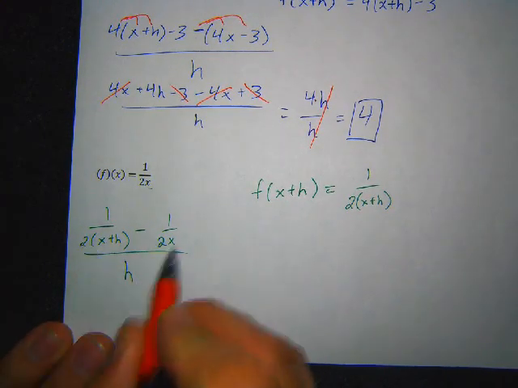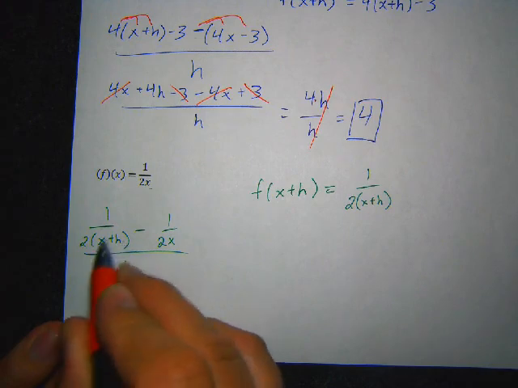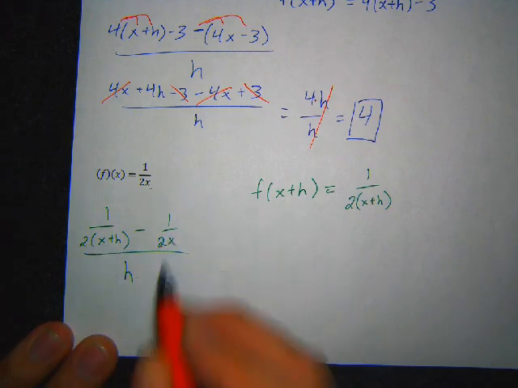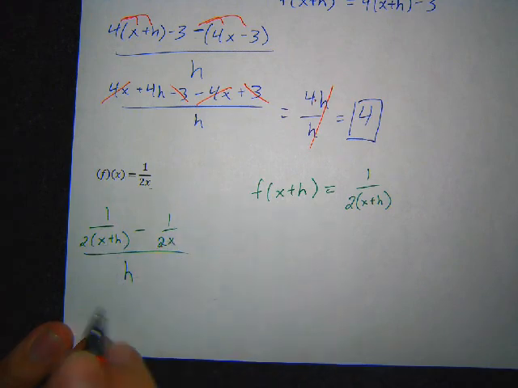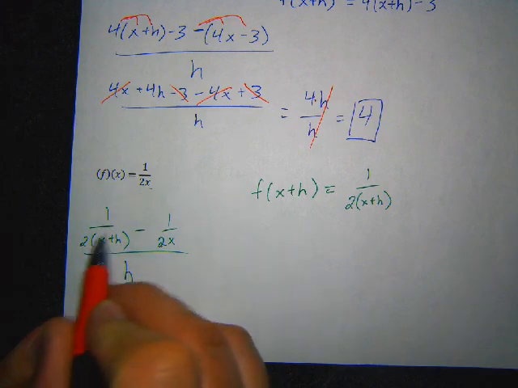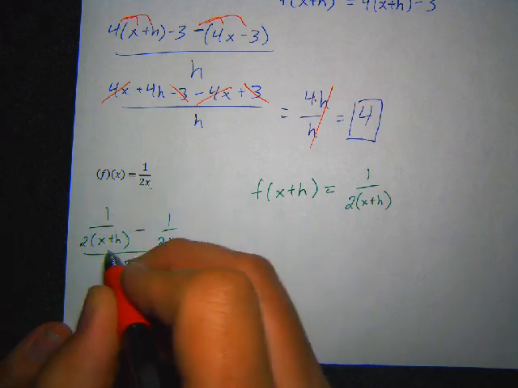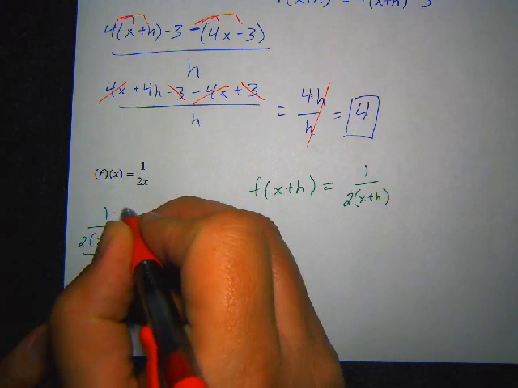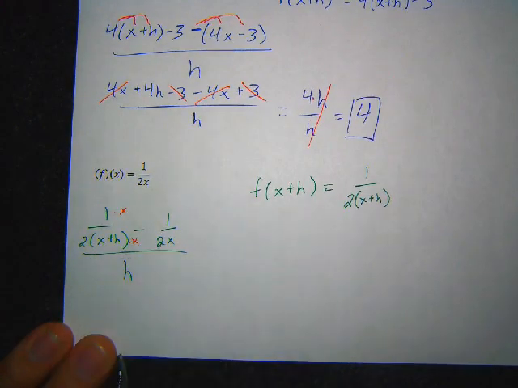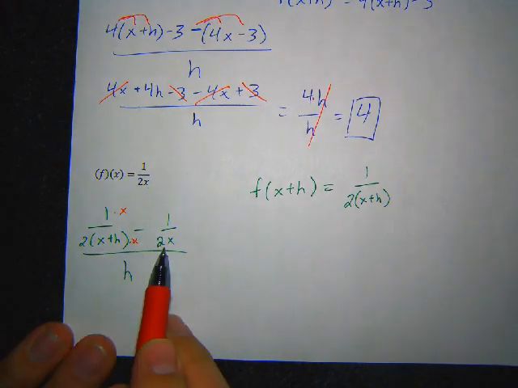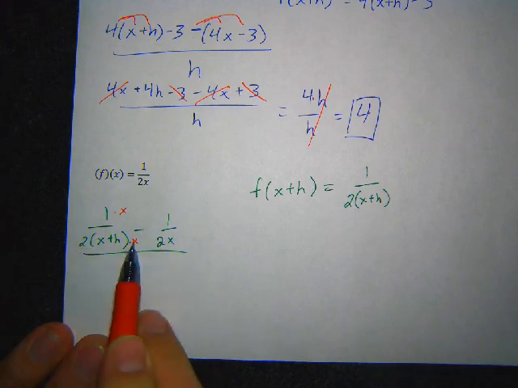Now, if I look at the denominators, I can see this one has a 2 and an x plus h. This one has a 2 and an x. So what I do is I think about what they're missing. This one has x plus h, but it doesn't have an x by itself. So this one's missing an x. I'm going to take the top and the bottom here, and I'm going to multiply them by x so they can get both of these parts in here, both the 2 and the x.